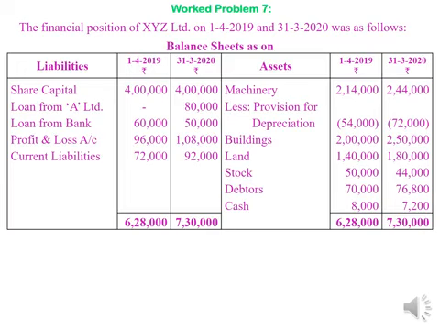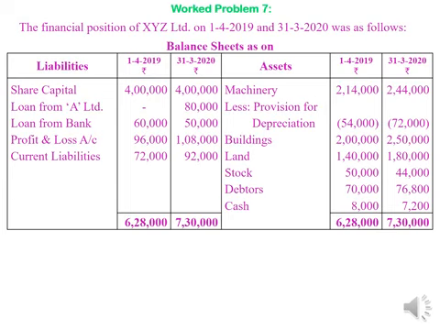Liabilities: share capital rupees 4 lakhs and rupees 4 lakhs. Loan from A Limited nil and rupees 80,000. Loan from bank rupees 60,000 and rupees 50,000. Profit and loss account rupees 96,000 and rupees 1,08,000. Current liabilities rupees 72,000 and rupees 92,000 on liability side. So coming to asset side, machinery rupees 2,14,000 and rupees 2,44,000.